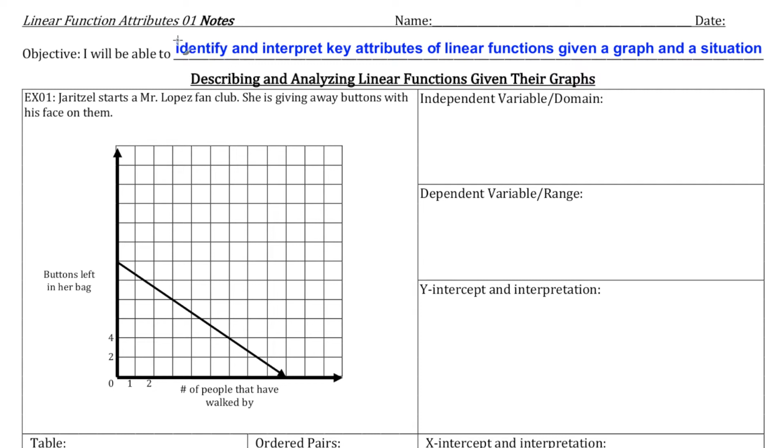All right, so in this lesson, we are going to identify and interpret key attributes of linear functions. I'll just put key attributes of linear functions given a graph and a situation. So given a graph.